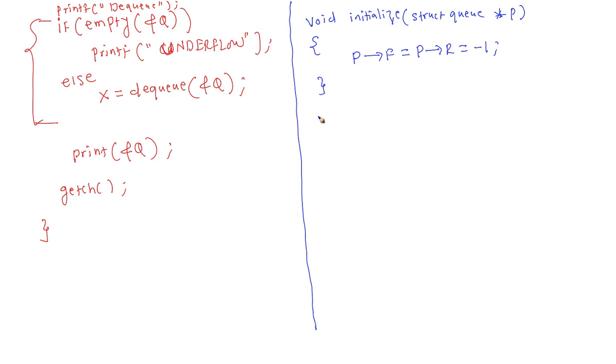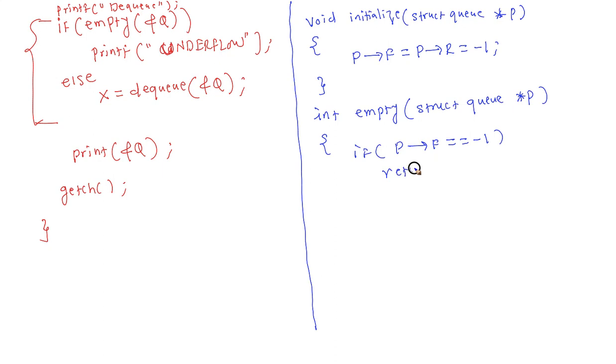Then empty and full. Int empty. To this empty, we'll pass the queue, struct queue star p. Right, I'll simply check if p arrow f equal to -1. I'll say return 1, indicating that the queue is empty. Else I'll return 0.